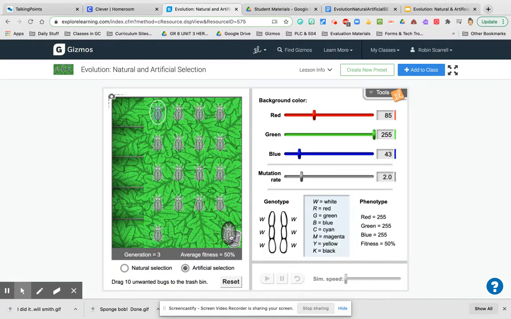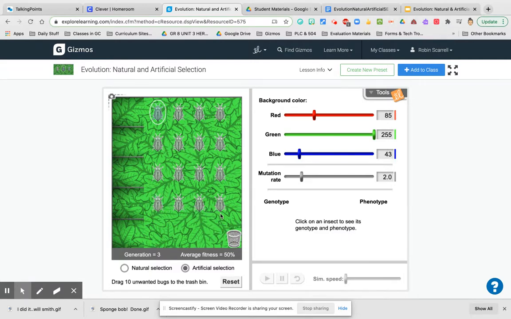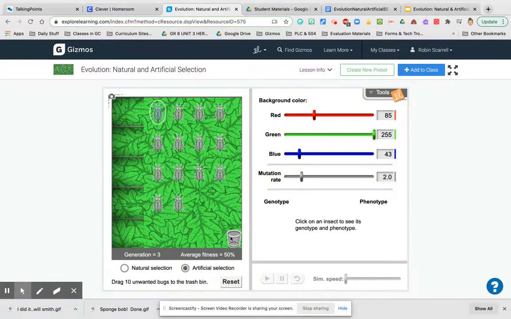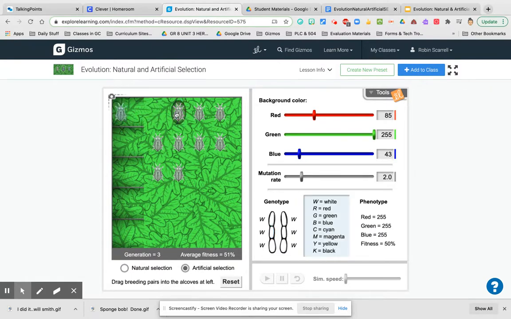One thing I did find is that you have to get rid of the 10 before you can put them in the alcoves. That's what they call the nests, by the way. All right, so there's 10 left. I'm keeping this one, and then the other ones, we'll see who mutates.